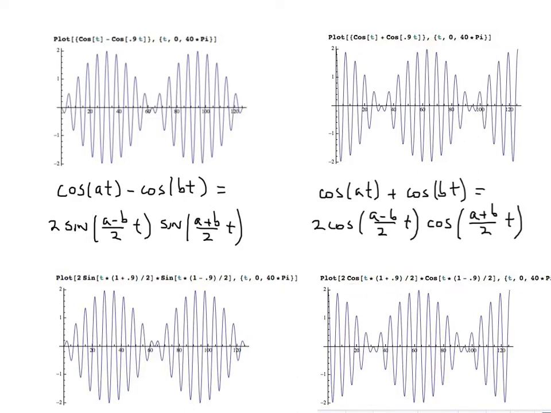In this form, as we look at this, the product of two functions, I can actually think of this whole first term as an amplitude.